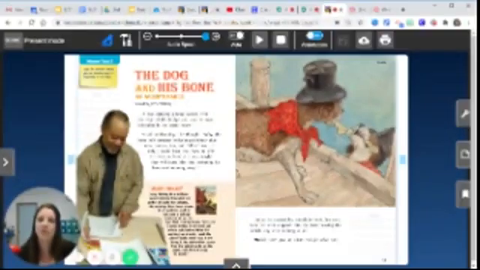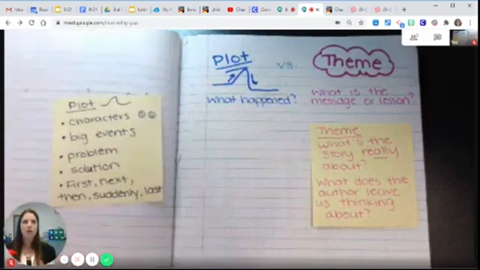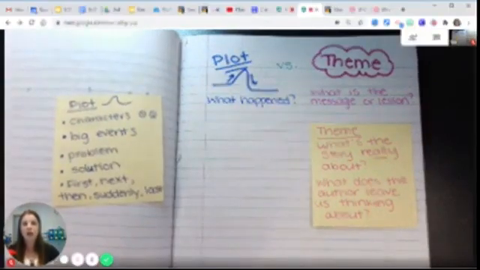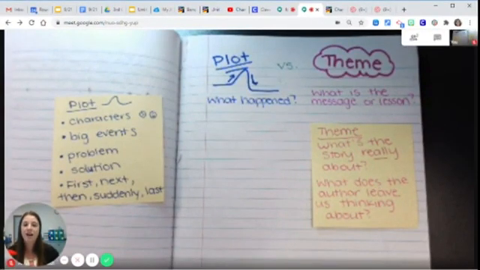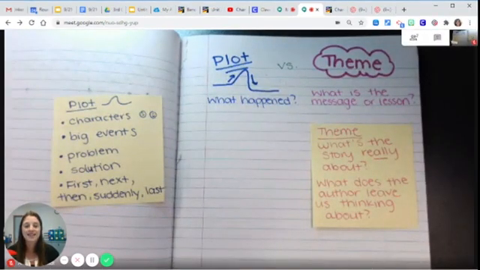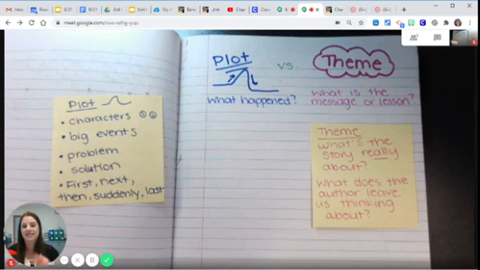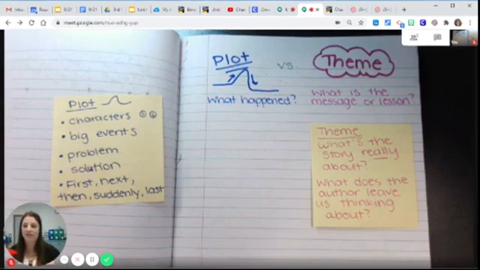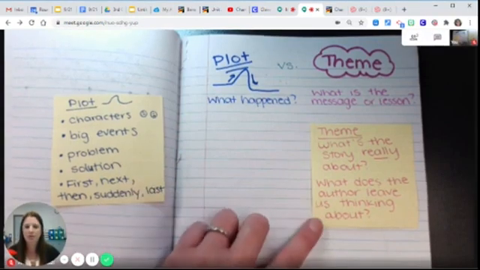Well, sounds like the dog maybe learned a lesson. So let's think. What happened in The Dog and His Bone? Okay, so there was a dog, and he saw his reflection in the water. He wanted what he thought was a bigger, juicier bone from another dog. And so then next, he decided to bark at the dog, hoping to scare him. But then last, the bone fell out of his own mouth, falling into the water. So that's what happened. Now let's think about the theme.